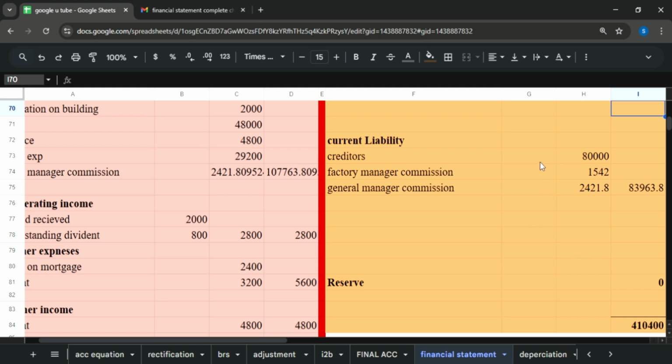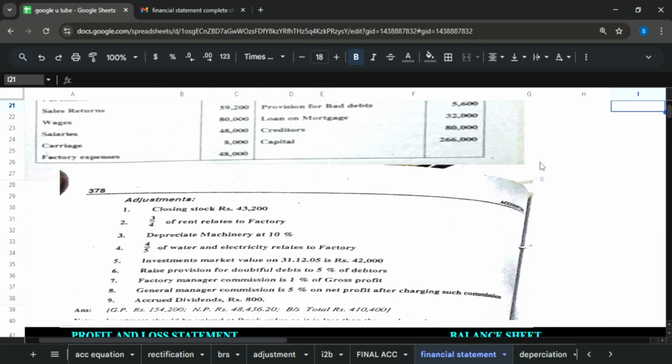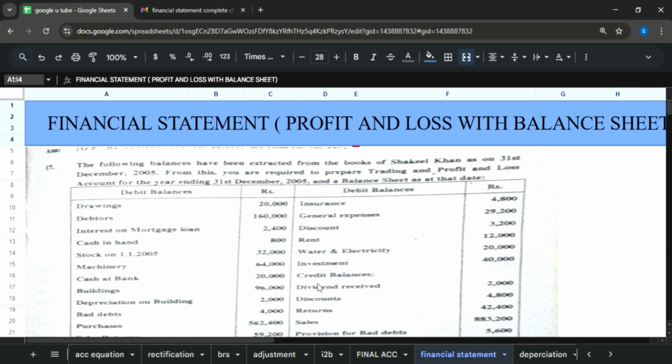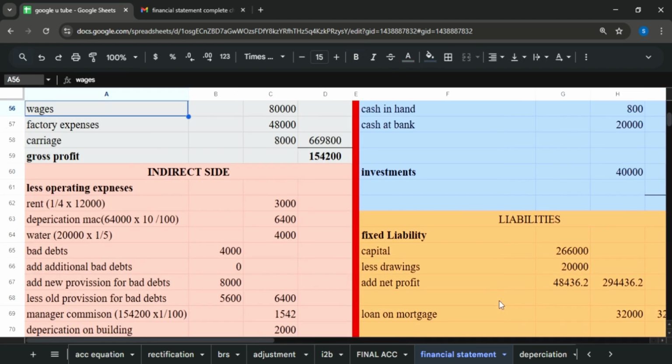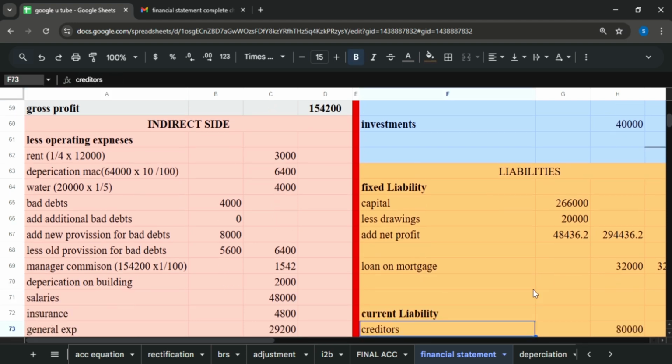Now here what had happened, there were two typographical mistakes. Once again I'm telling you, acceptance of mistake is very important. Look here, the amount of discount received was 4800, and due to this printing effect we have read it as discount. It was dividend receipt. So amount of discount was 4800. This was the first mistake. And secondly, we have calculated factory manager commission. Look here, factory manager commission was 1542. Instead of 1542, we have seen it as 2000. So that was changed over here.